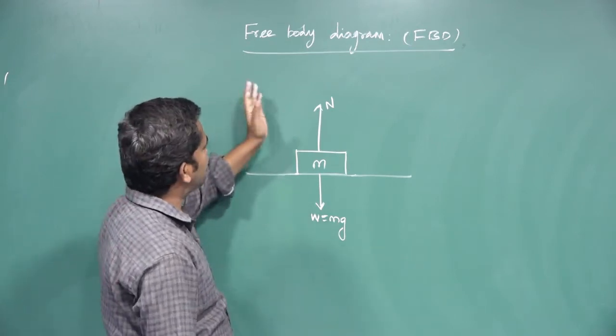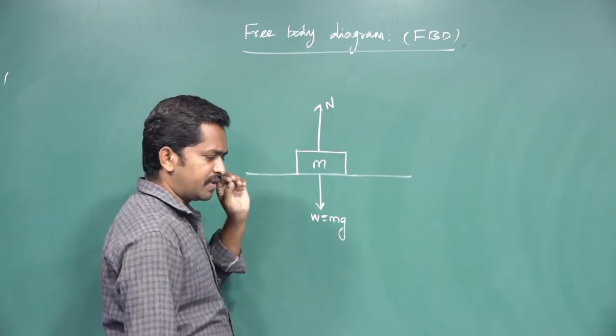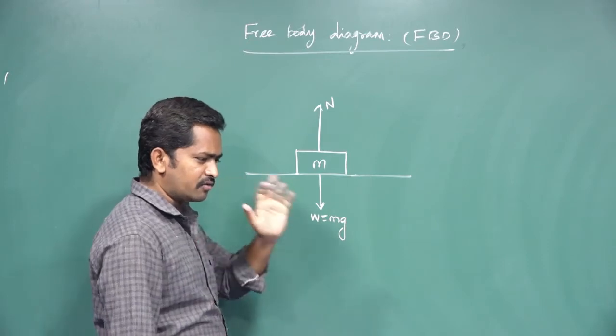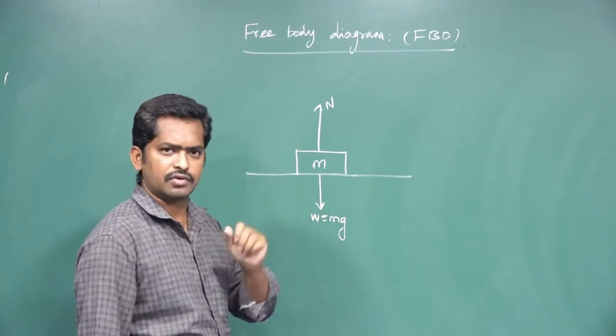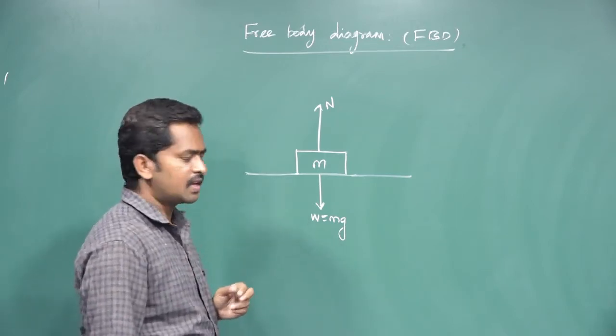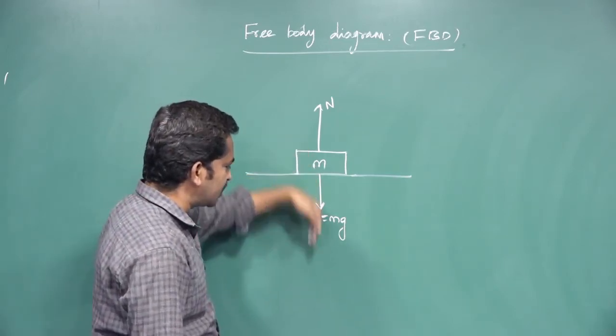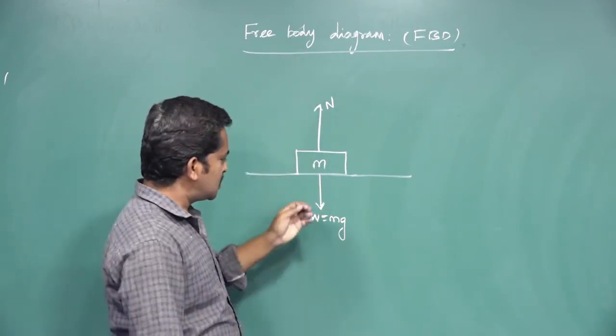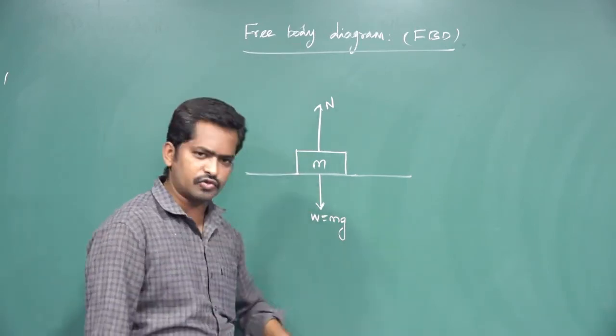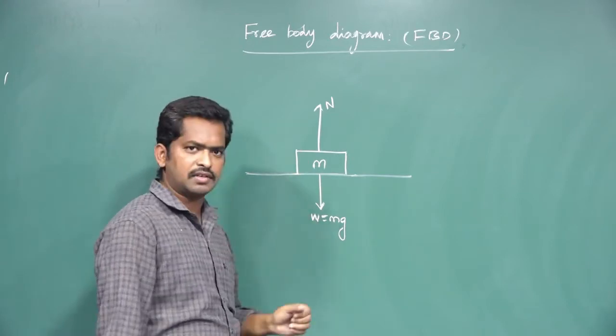But first, the free body diagram. The free body diagram means I first of all want to identify the forces. How can we identify the forces on the object? So mg is a gravitational downward force and the normal force is an upward force. mg always acts as a downward force. It indicates the weight of the object.